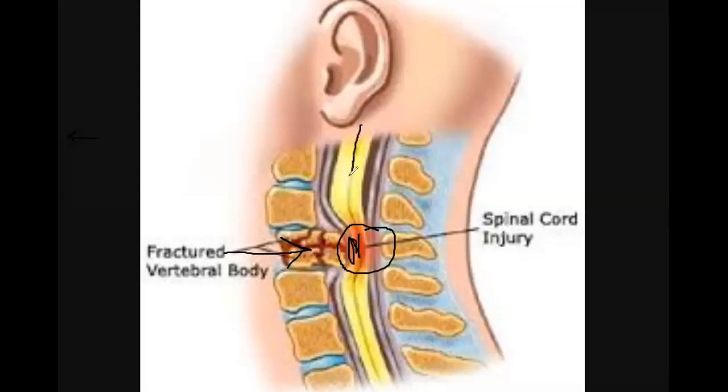Because remember, the signal's coming from your brain to go down to your arms and legs and throughout the body. And if it gets cut off here, it'd be like, imagine a freeway and a bridge goes out. That's what it'd be like here. The signal cannot get from the brain down to the rest of the body. So let's take a look at another one.